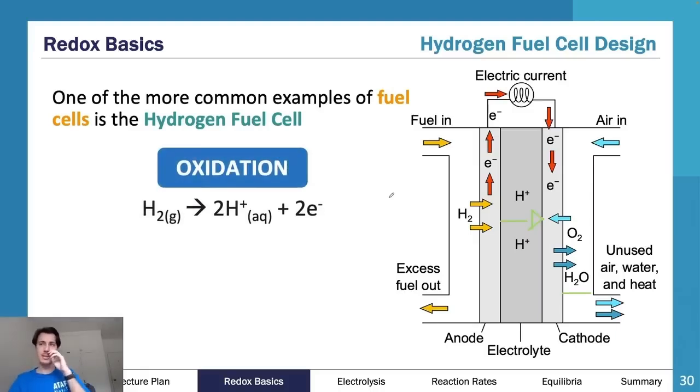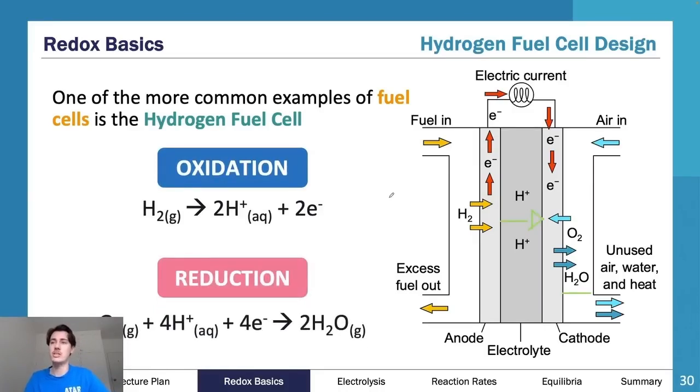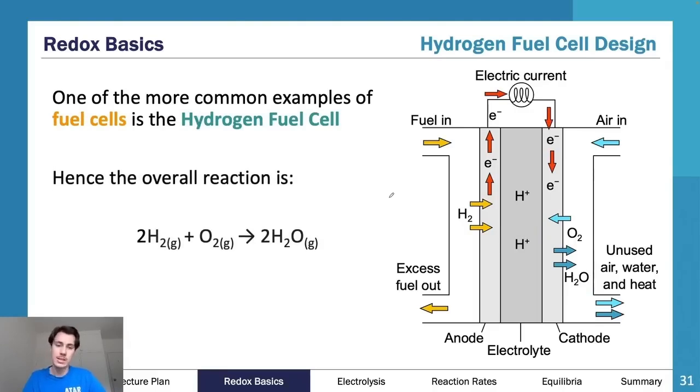As you can see, your oxidation reaction is H2 goes to H+, and your reduction equation is O2 goes to H2O. So what's your overall equation here? Well, it's H2 plus O2 goes to H2O. A very straightforward overall equation, and really easy to work with in chemistry. You'll find that this one comes up a lot, and it's a good example of a fuel cell to go through and know well when it comes to the exam.